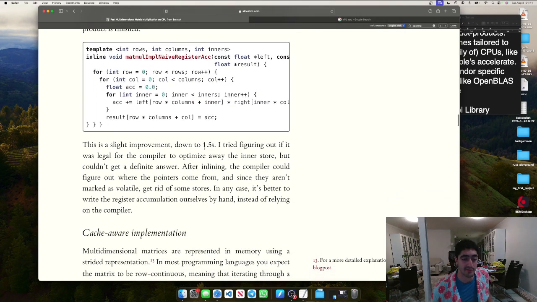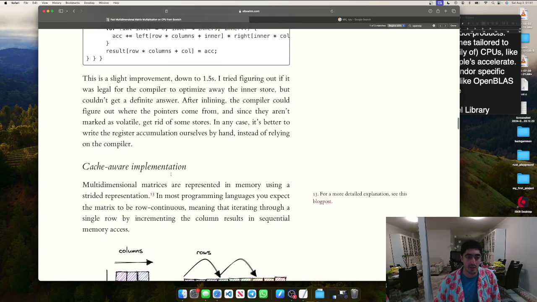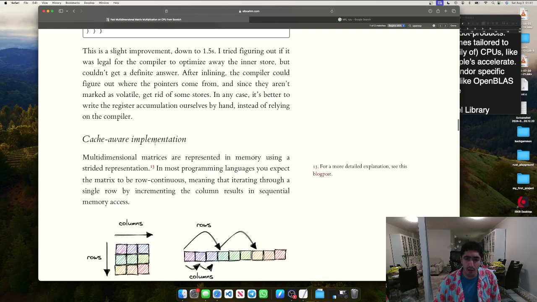This is a slight improvement, down to 1.5 seconds. I tried figuring out if it was legal for the compiler to optimize away the inner store, but couldn't get a definite answer. After inlining, the compiler could figure out where the pointers come from, and since they aren't marked as volatile, get rid of some stores. In any case, it's better to write the register accumulation ourselves by hand, instead of relying on the compiler.